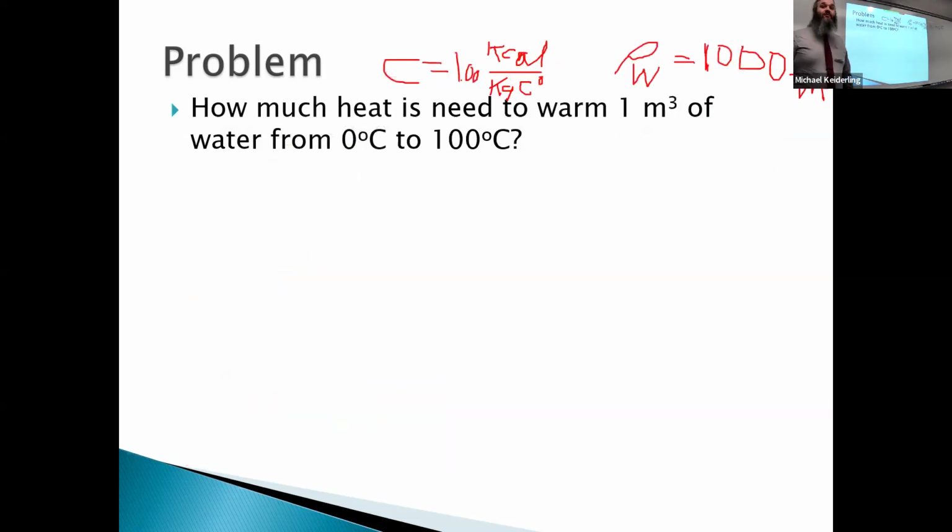So how much heat is needed to warm 1 cubic meter of water from 0 degrees Celsius to 100 degrees Celsius? Remember, the density of water is 1,000 kilograms per cubic meter.